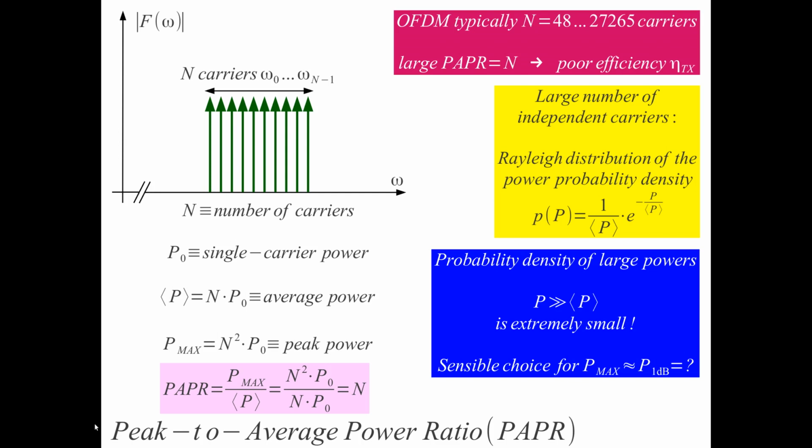With electronics, we are limited by the peak power, and the peak power grows with the square of the number of carriers, because at some particular point in time, the phasors of all carriers may sum up in phase, and if the amplitude sum is n times the amplitude of the single signal, then the power is n squared times the single signal power, if we have in-phase summation. This is just the maximum power.